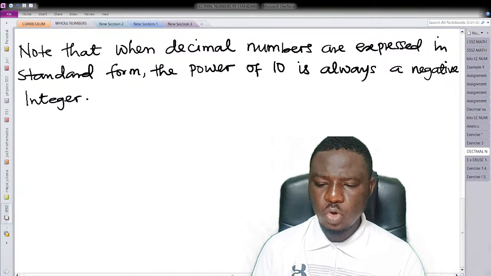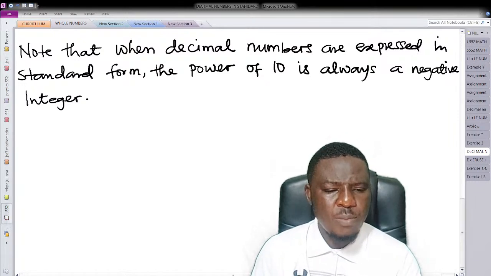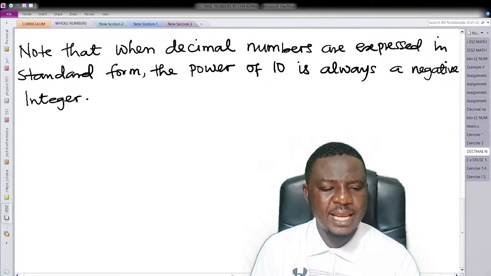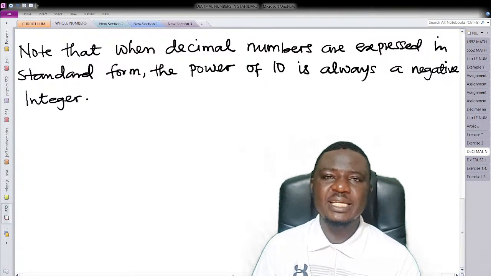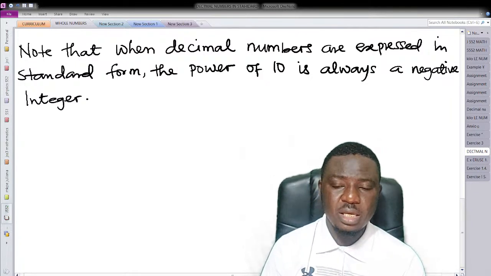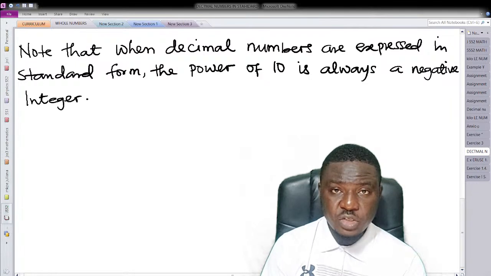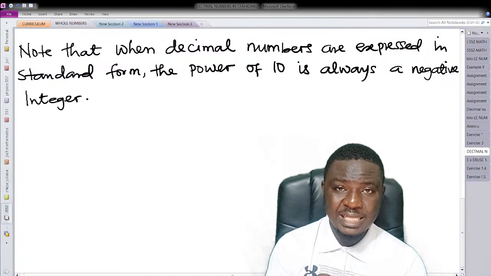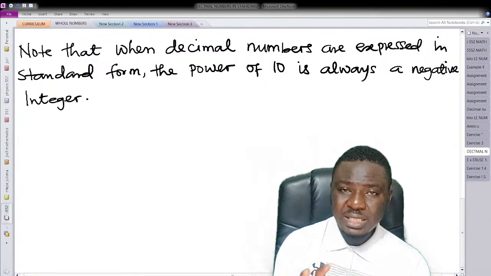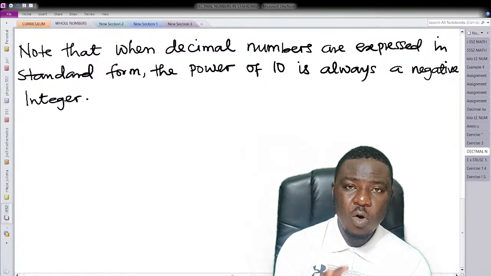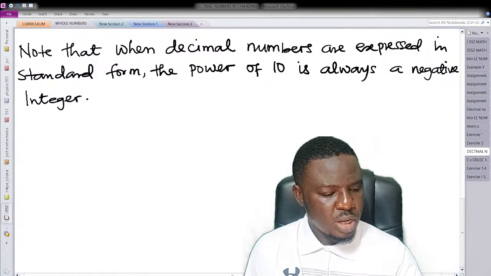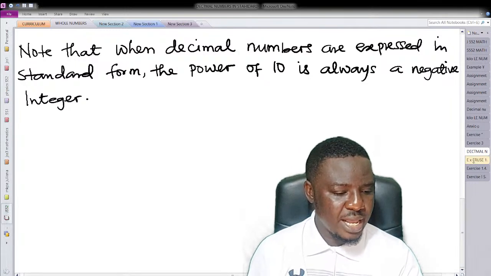So I say that, note that when decimal numbers are expressed in standard form, the power of 10 is always a negative integer. It is not a fraction, but it is always an integer, which is either a positive or a negative whole number. So integers are said to be negative or positive whole numbers. So let's take more examples on this.